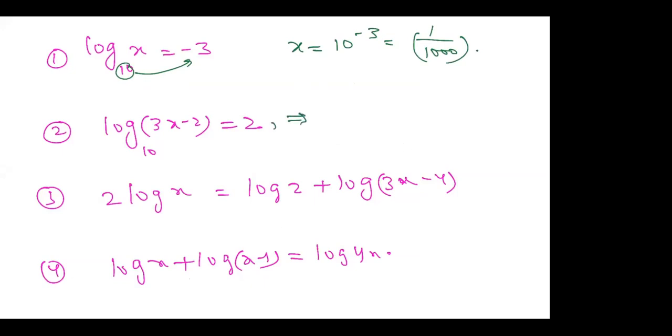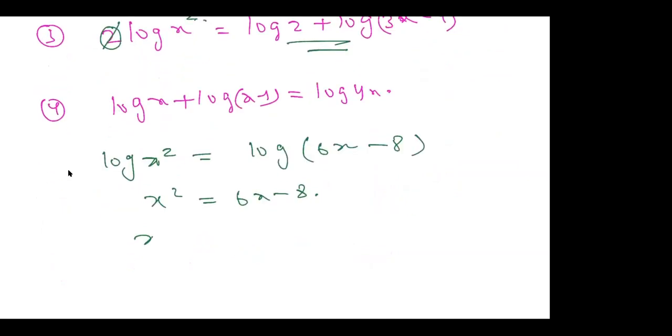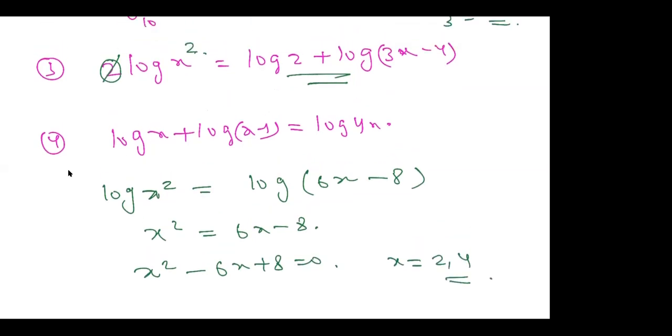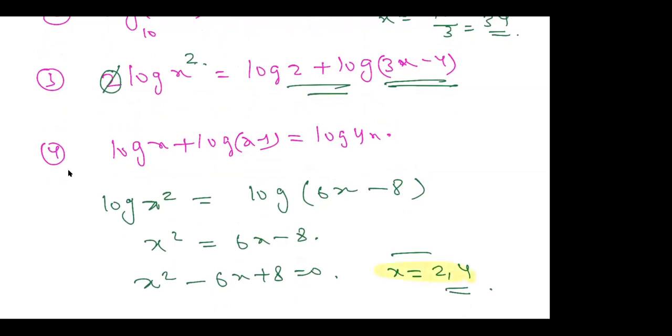For the second, 3x minus 2 is equal to 10 to the power 2, which is 100. x is equal to 102 by 3. Third, this 2x is there, so this will go into the power. So log x square is equal to log of 6x minus 8, by the property, x square minus 6x plus 8 is equal to 0, x is equal to 2 and 4. Just see whether both the numbers are satisfying or not. Obviously both the numbers are satisfying. So I'm getting 2 answers, 2 and 4, for this.